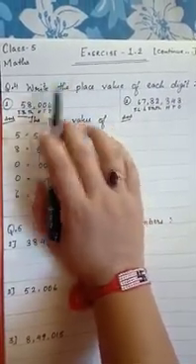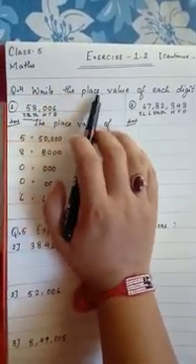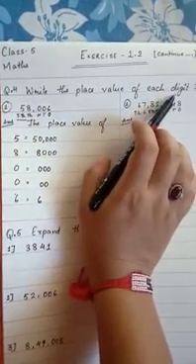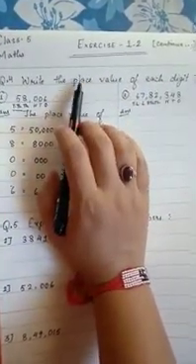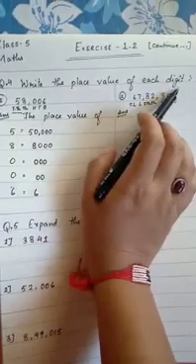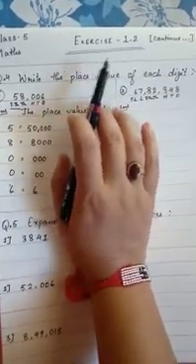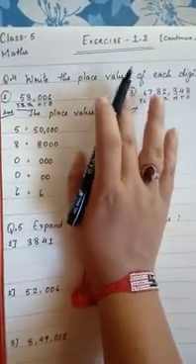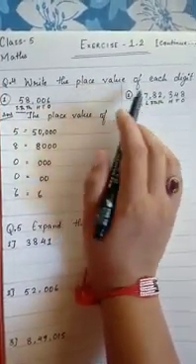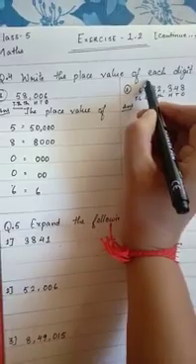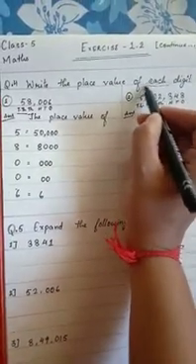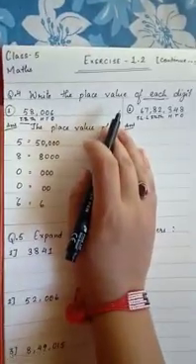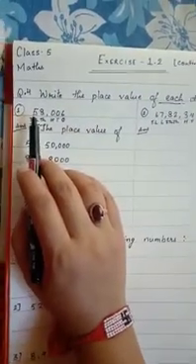Now we are moving forward with the new question, that is, write the place value of each digit. This is a new question for you. Place value of each digit. That means here no underlined digit will be given to you. There will be no underlined digit. That means you have to say the place value of each and every digit. Okay. So let's see the first question.